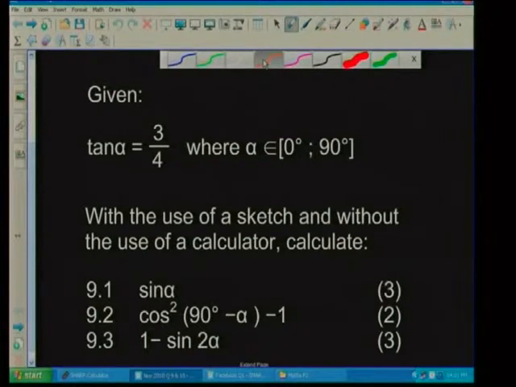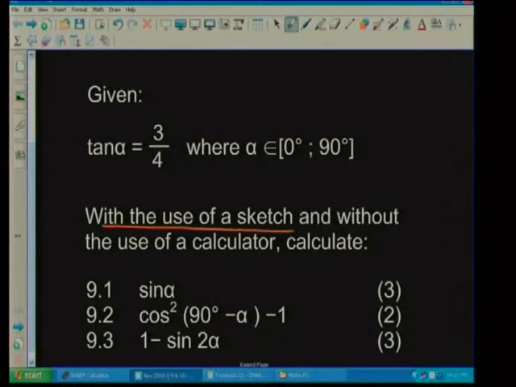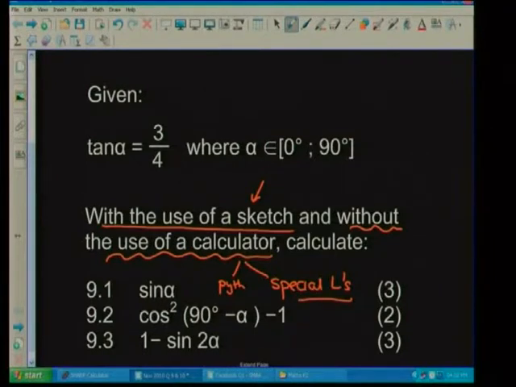First of all, they say, with the use of a sketch. Now, as soon as you see that, it has to be a Pythagoras type question. And without the use of a calculator, that usually means one of 2 things: either Pythagoras or special angles. Now, how do we know it's not special angles? Well, this use of a sketch tells us that, or we look at the actual values. We've got 3/4. If it was special angles, you would have a √3, you would have a 2, or you'd have a 1 involved. And that would tell you it was special angles.